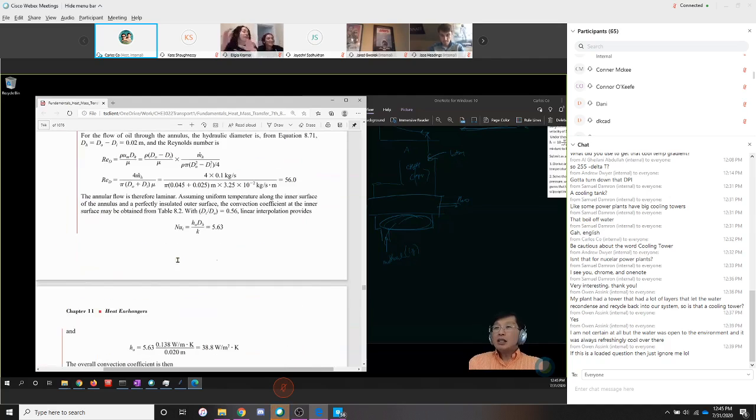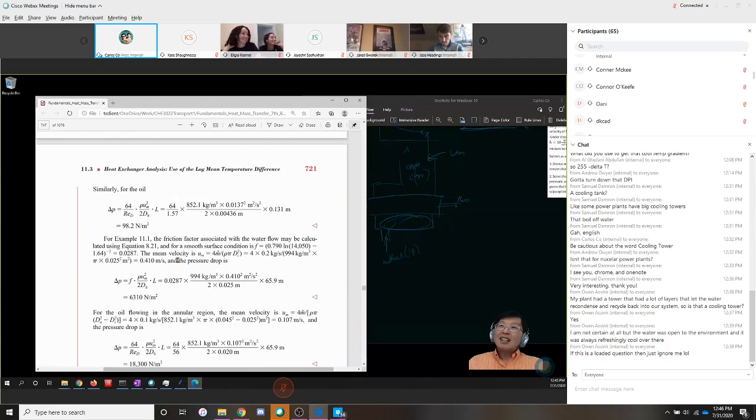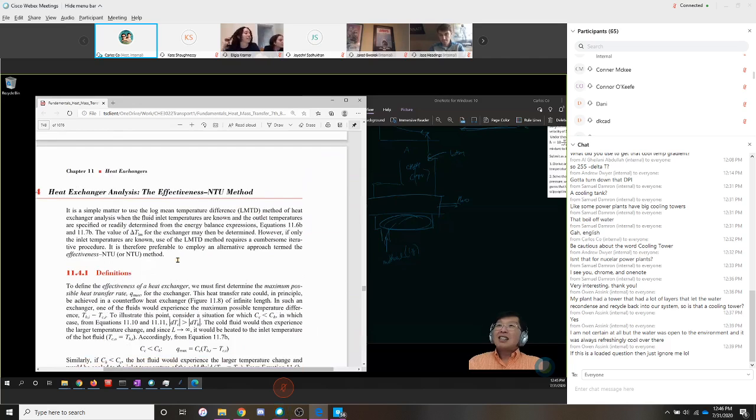So let's come here. Let's read a bit about this. This is kind of like what I was saying. The LMTD: of course, if you are in an interview and they ask what you know about heat exchangers, LMTD. It allows you, when the fluid inlet temperatures are known and the outlet temperatures are specified, to get Q. If you know the inlet and the outlets, that means you know Q.